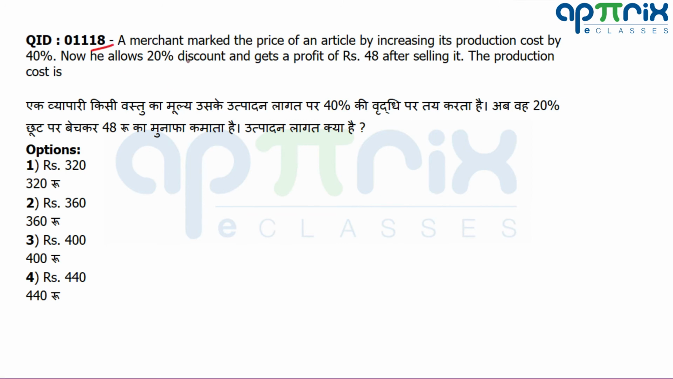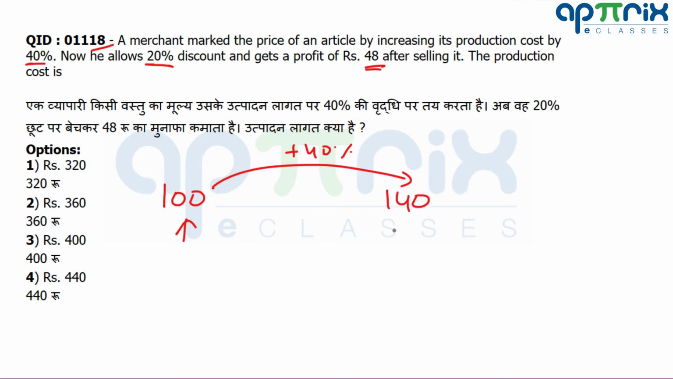Question number 18 now. A merchant marked the price of an article by increasing its production cost by 40%. Now he allows 20% discount and is still getting 48 profit. Suppose the production cost is 100, so the markup percentage here is given to be 40%. Essentially it became equal to 140. Then what is happening? There is 20% discount being given. So if 20% discount is being given, without any confusion this will be minus 28 and this value will be 112.